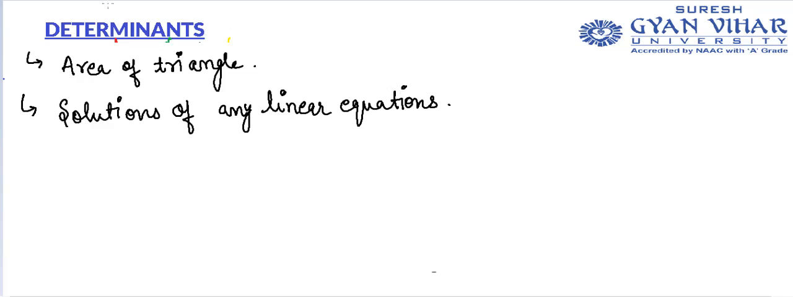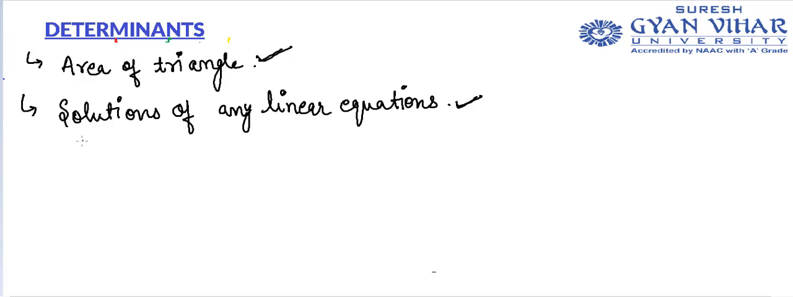These are the two applications of determinants that we are going to study now, because in mathematics every term is used to solve problems. So these are the two problems: how to find the area of a triangle and how to find the solution of linear equations. These two can be easily resolved using the determinant of a matrix. So let's understand the area of a triangle.